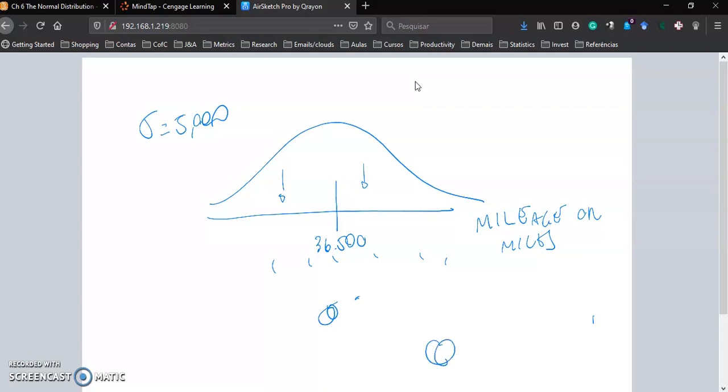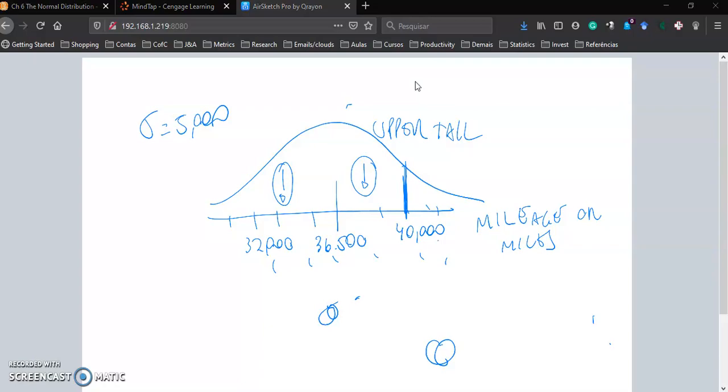Is 40,000 miles on this side, or on this side? Remember, we always start counting from this side to the right side. So here we have 36,500 miles, and here we have 40,000 miles, somewhere here. It doesn't have to be perfect. So by drawing, I know that 40,000 is in the upper tail side.